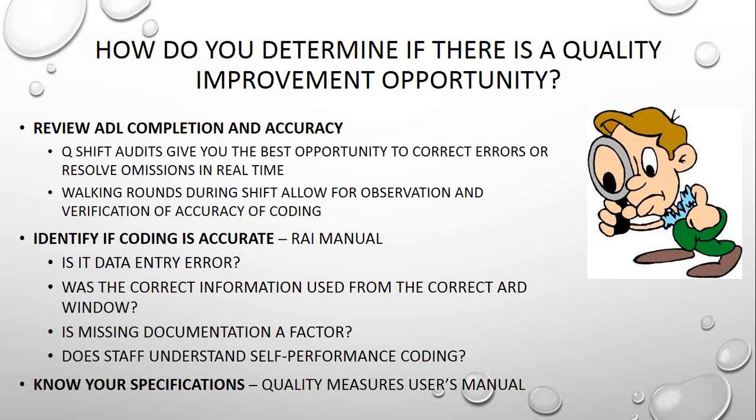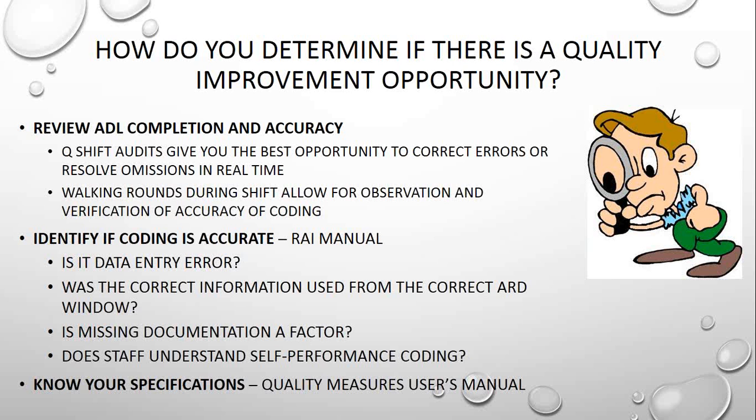Identify if the coding is accurate per the RAI manual. Was there just a data entry error? Somebody keyed something in wrong. Was the correct information used for the correct ARD window? Especially in case mix, when we move ARDs around, we want to make sure that we're always using the 7-day look back and that we don't keep using data that was for a tentative ARD and didn't change it.